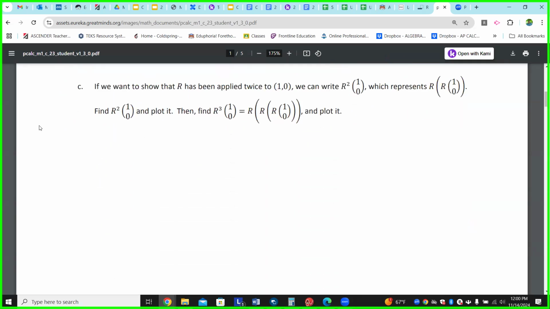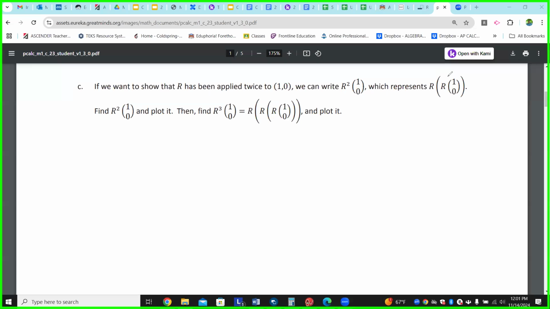So in part C here, it just says if we want to show that R has been applied twice to 1, 0, the notation would just be R squared to indicate you're going to do this rotation twice. And so I want you to find it and plot it, and then I want you to find it being rotated 3 times. Now, we kind of know what the answer should be. If I'm rotating something 60 degrees twice, how many degrees is that? 120. But if I rotate it 3 times, now it's what? 180. All right, so let's work this out.